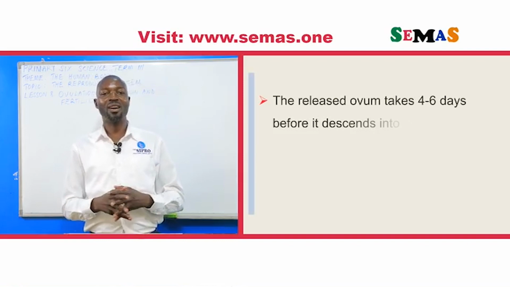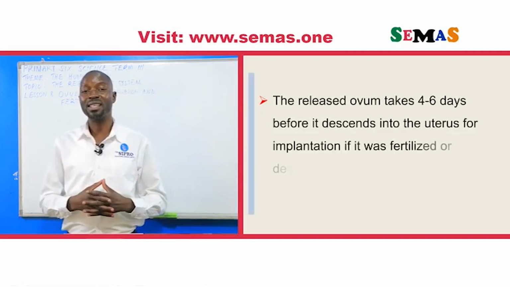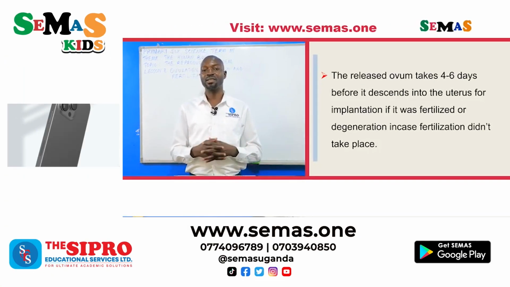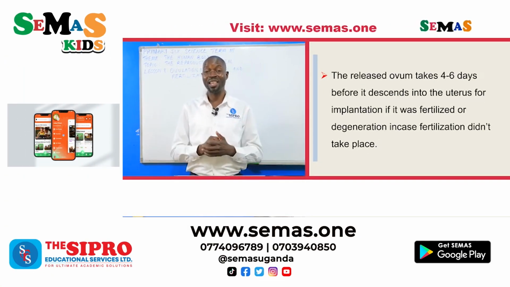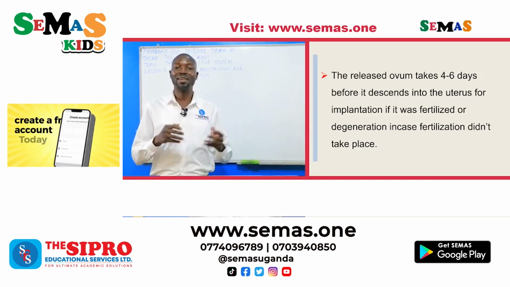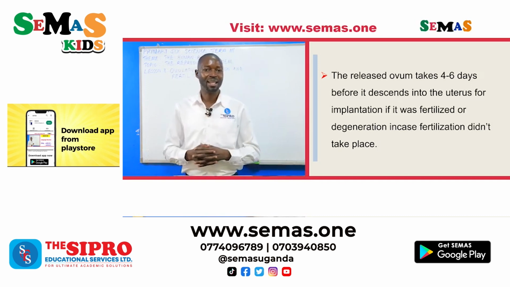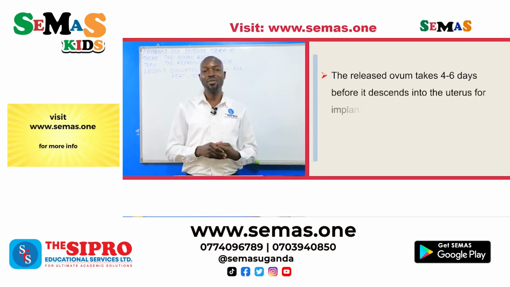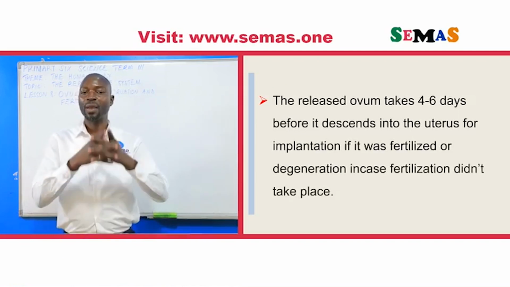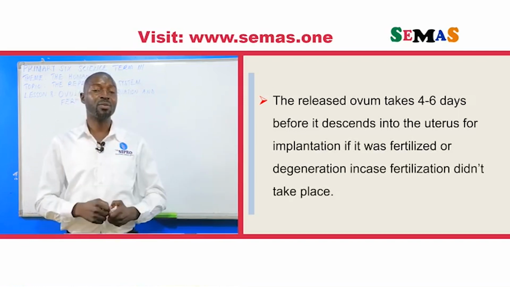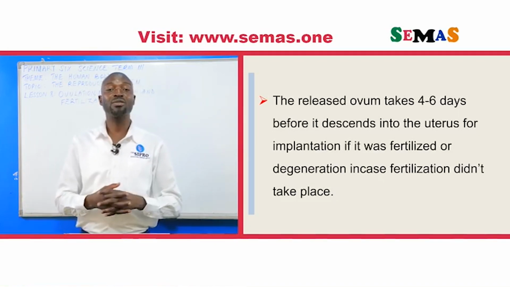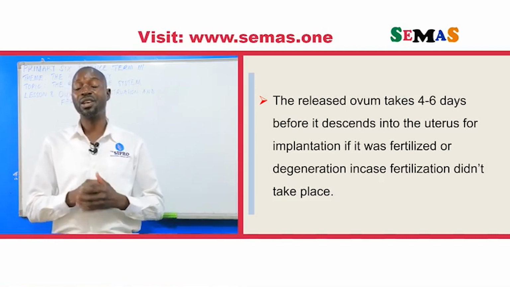The released egg or ovum takes about 4 to 6 days before it descends into the uterus for implantation, that is if fertilization has taken place, or degeneration in case fertilization has not occurred. So mark the two and see the difference. It descends to the uterine walls, one, when fertilization has taken place, for implantation. Two, when fertilization has not taken place, for degeneration.